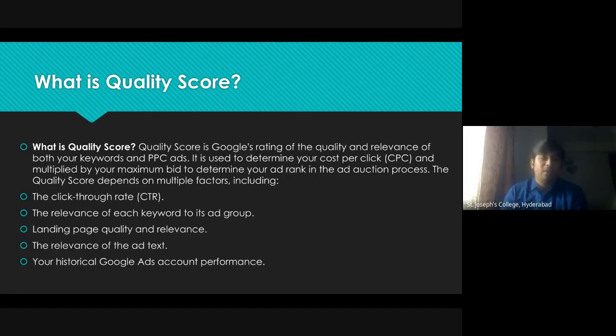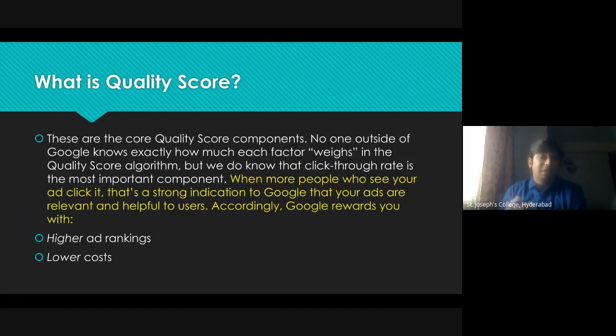You might have a doubt: how will the company know what the quality score is? They might know the quality score, but they do not know which factor weighs more and which weighs less. That is completely handled by Google and they do not reveal it, and it's calculated by Google's algorithms. It's not calculated by any human being.